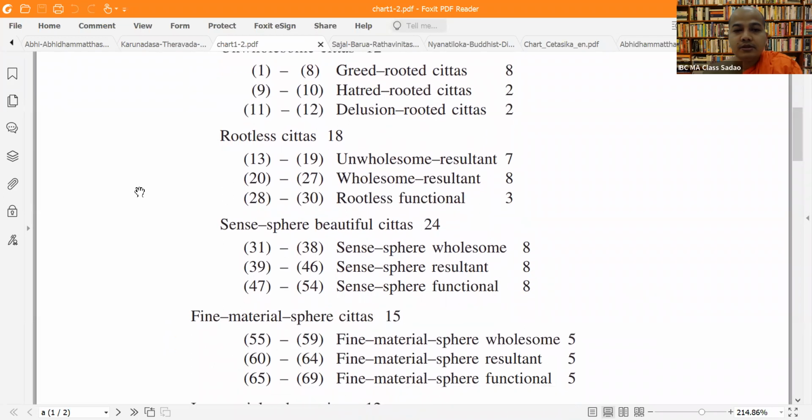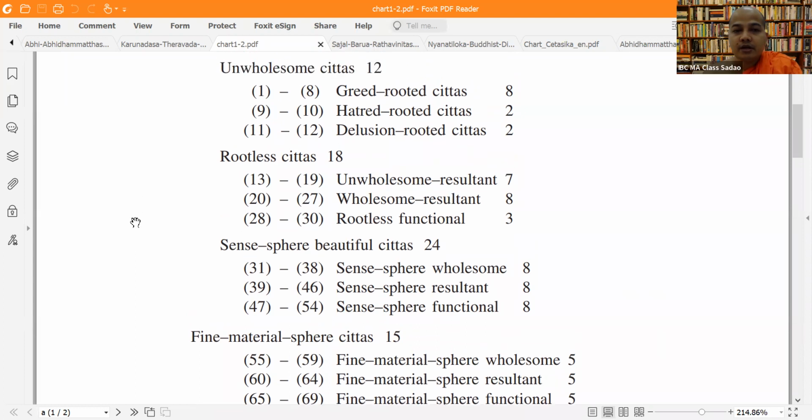And then we discussed the rootless cittas. Why are they called rootless? Because they do not have these roots, wholesome or unwholesome roots. Now, what is the difference between an unwholesome citta and an unwholesome resultant citta? What is the difference between these two types of citta?